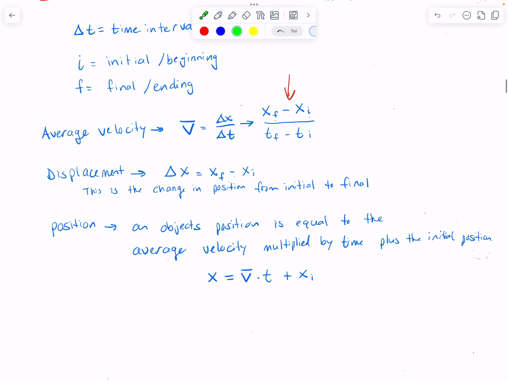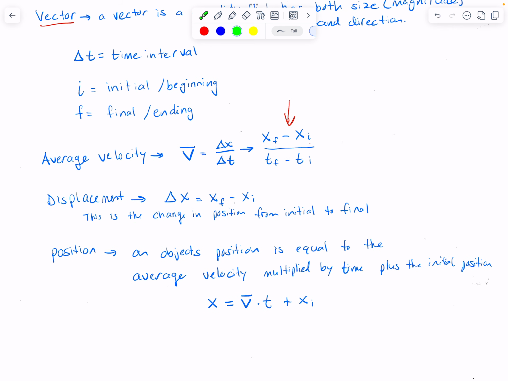Displacement. Displacement is the change in position from initial to final. So it's being displaced. It's like moving. So the change in position has to do with being moved. That's displacement. So that's why it's an x of the final minus x of the initial. That's the amount of change that's happened from this one to that one.